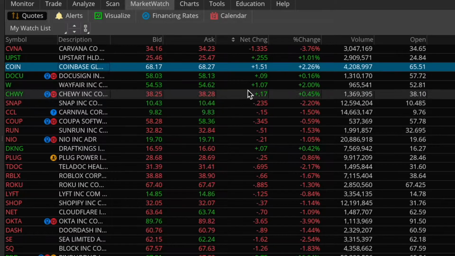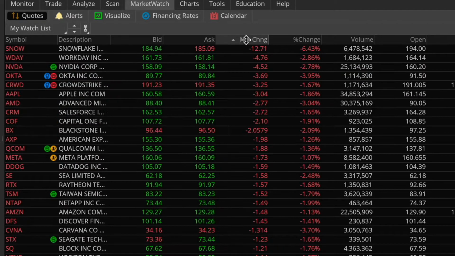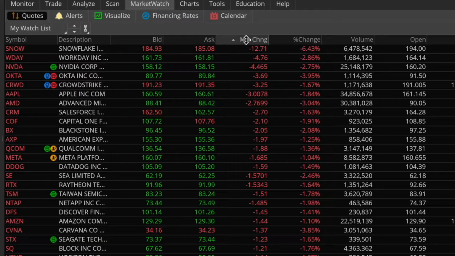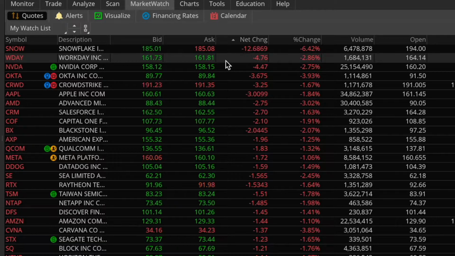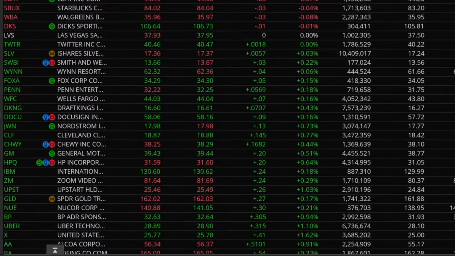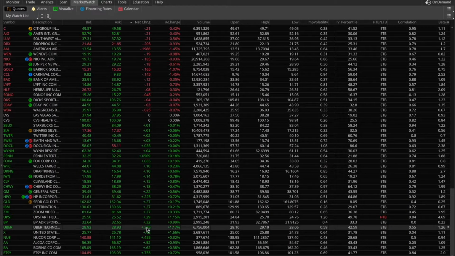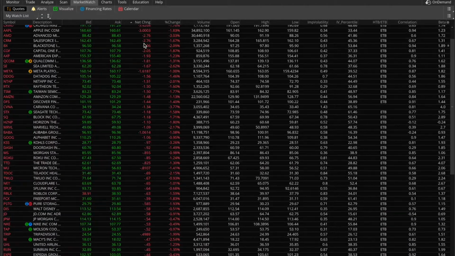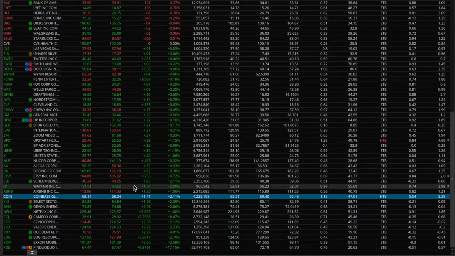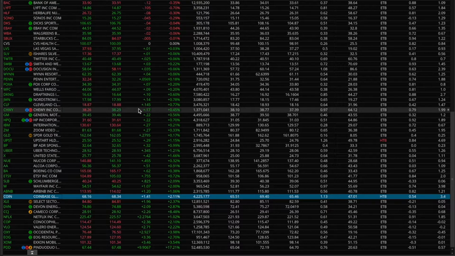And then also I can sort this entire list by any one of these columns here. So right now the list is sorted by the absolute price changes of all these stocks from the most negative to the most positive. So for example, in the case where I wanted to trade stocks that are down on the day or perhaps up on the day, it's very easy to sort this list and find those stocks very quickly.